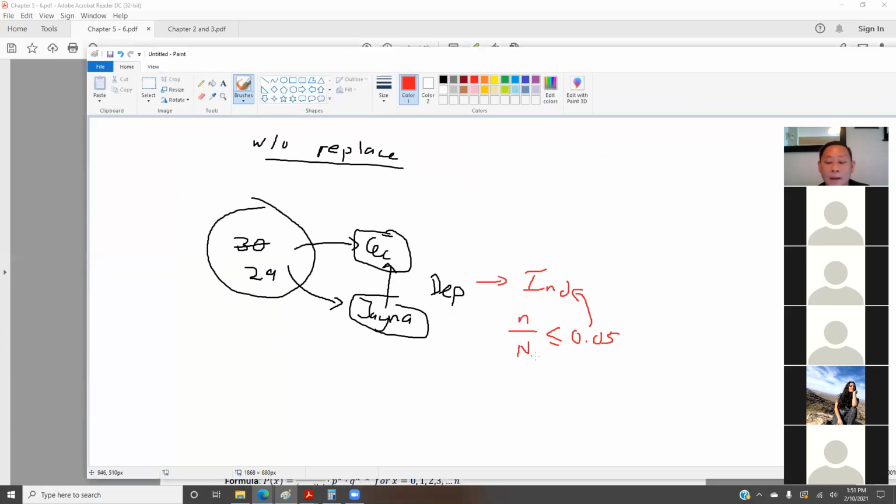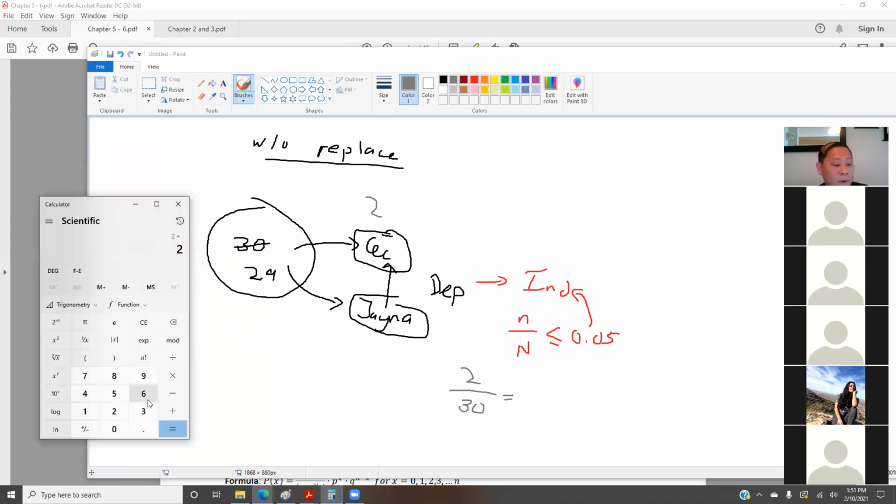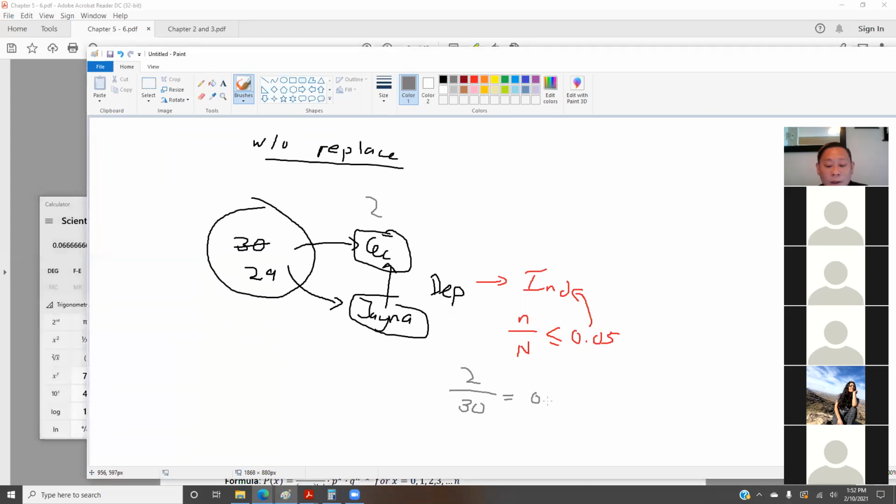Otherwise, it's not. So what do we do in this case? We pick 2 students, so I take 2 students out of the 30 students I have. What percent is 2 out of 30? 0.0666666. Is this number less than 5% or more than 5%? More than 5%. So that means it is dependent.